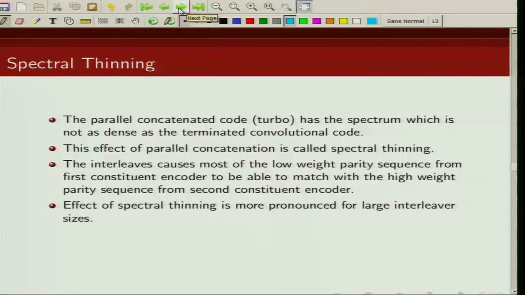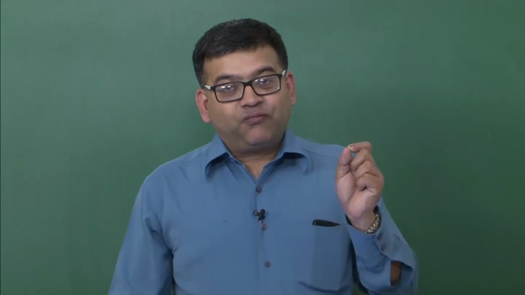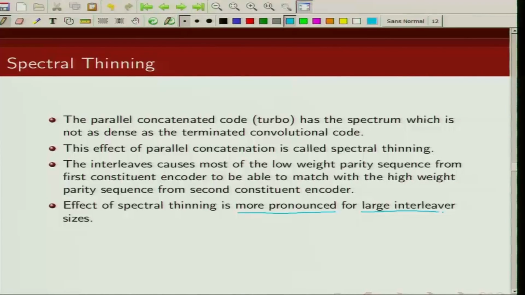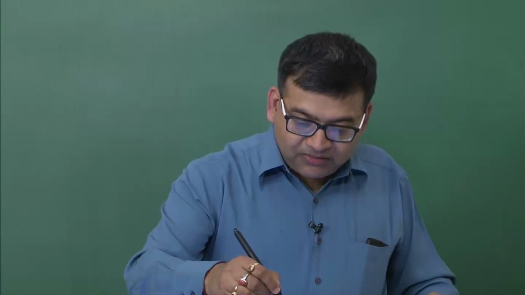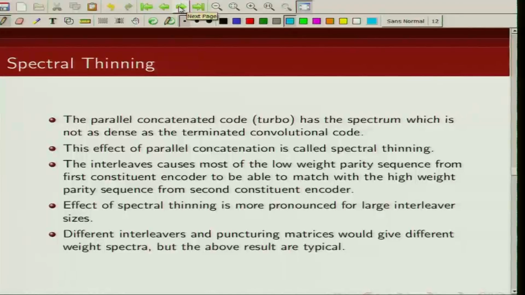We just showed the effect of spectral thinning with the help of a very small interleaver size of 16. This effect is more pronounced if we take larger interleavers. If I take an interleaver size of 100, 1000, 10,000, you will see a much more pronounced effect of this spectral thinning. Different interleavers and puncturing patterns would give different weight spectra, but this result is very typical of turbo codes.